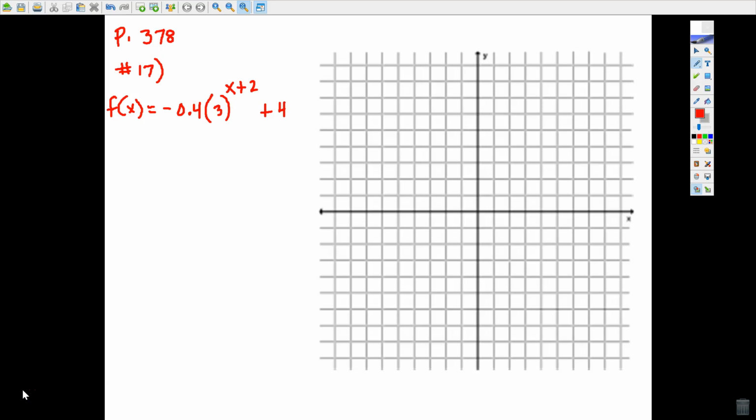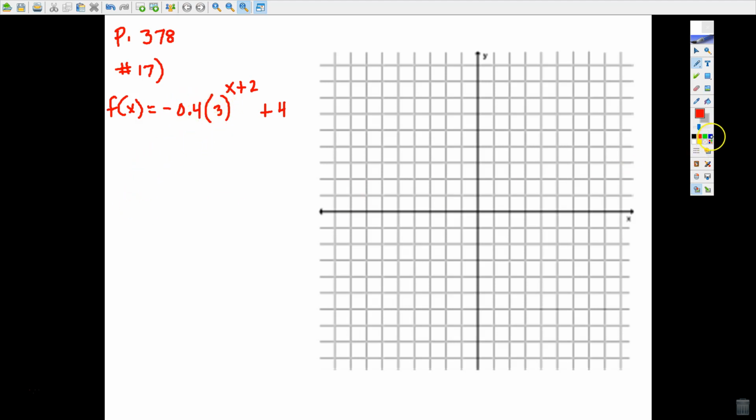Here's a little homework help on problem number 17. This is from lesson 6.1. We are doing graphs of exponential growth, and this is actually a transformation of a parent exponential growth function. So the way I want you to treat these is I want you to show me the parent and then have an understanding of how this parent is being transformed.